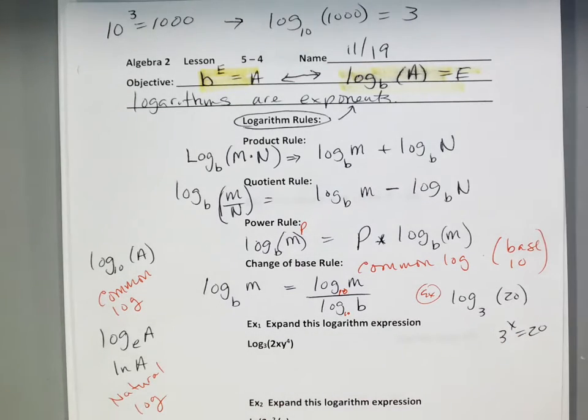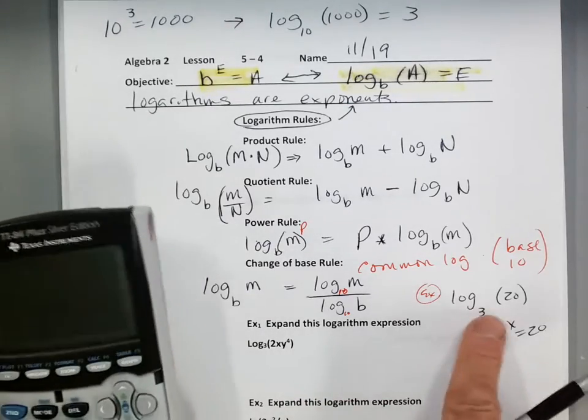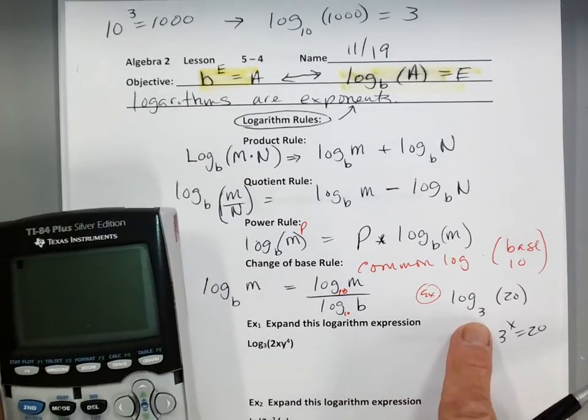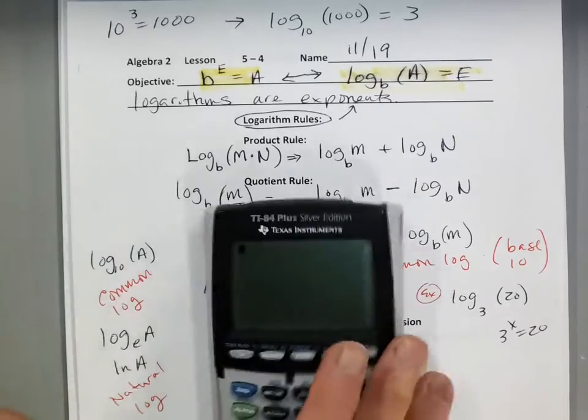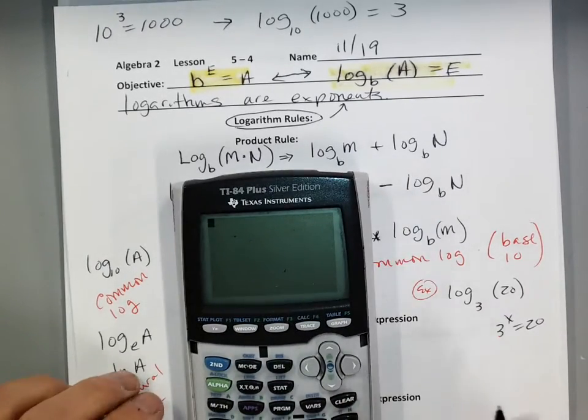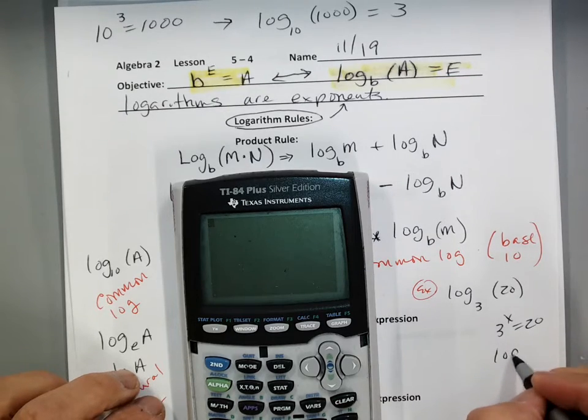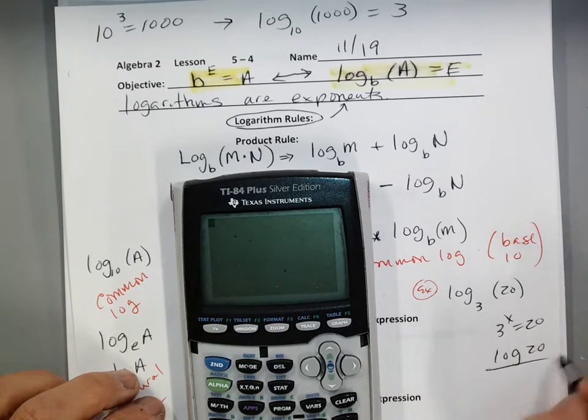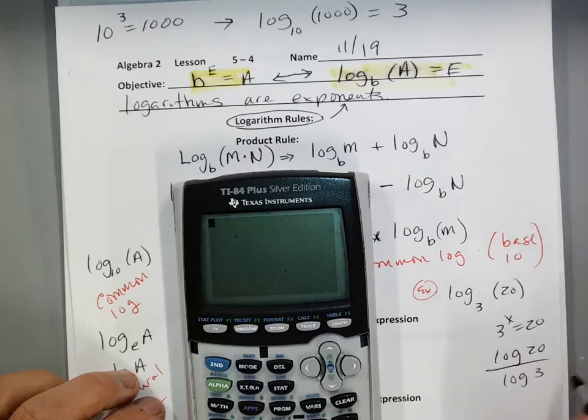So you can guess and check, guess and check, and guess and check. Now, some of you might have a fancy button on your calculator, log base 3. Some of you can do this, but if you can't, you just do this. You're going to go, you ready? You're going to rewrite this as log 20 divided by log 3.